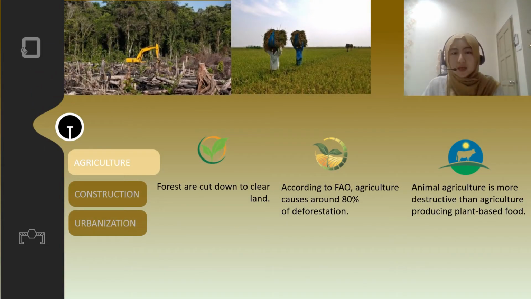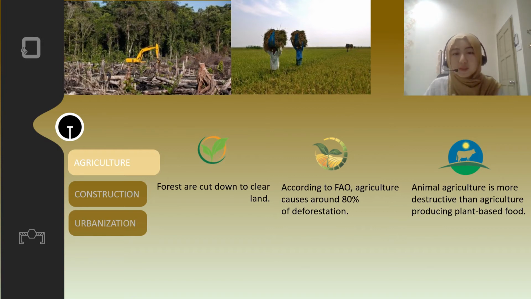Hi, I'm Nurin and I will be talking about the first cause of deforestation, which is agriculture. According to National Geographic, agriculture is the art and science of cultivating the soil, growing crops, and raising livestock. It includes the preparation of plant and animal products for people to use and the distribution to markets. As a matter of fact, agriculture provides most of the world's food and fabrics such as cotton, wool, and leather.